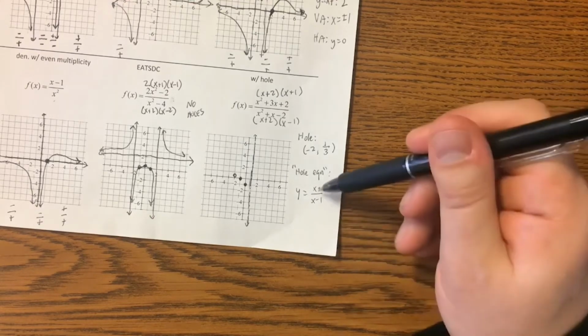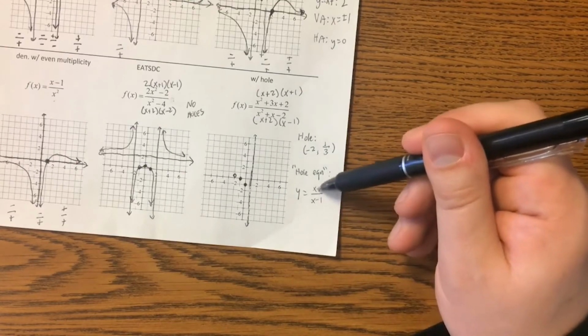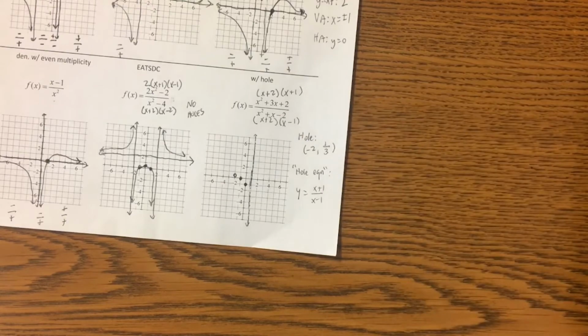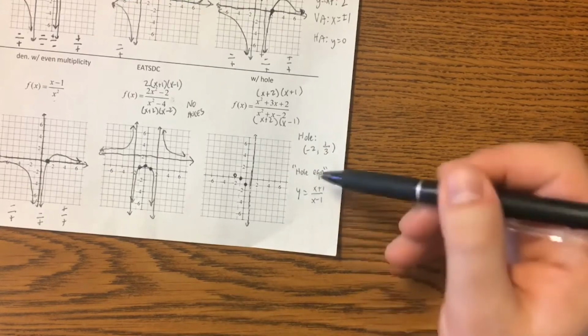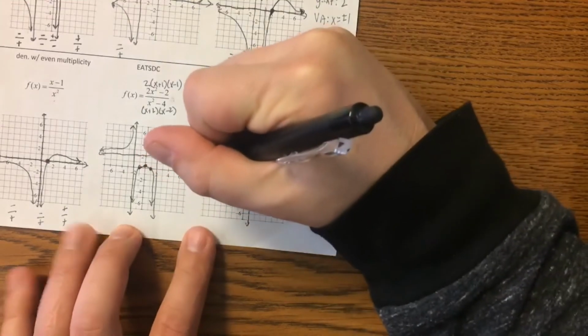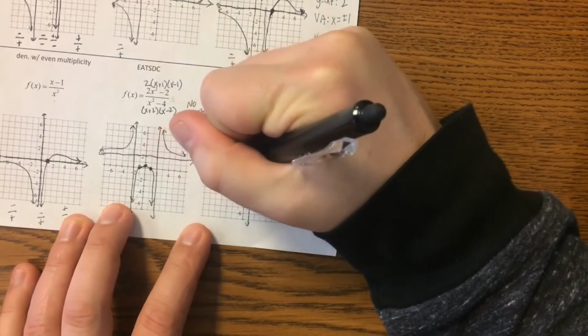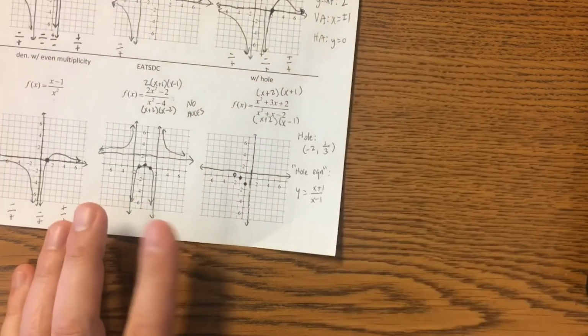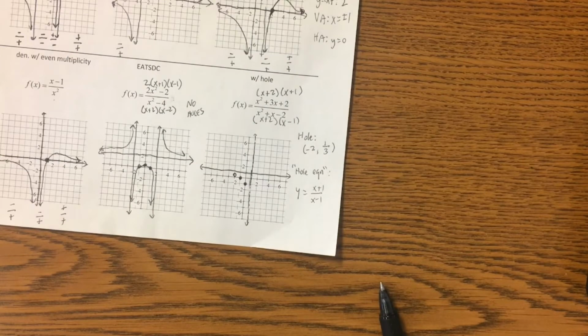Okay, speaking of which, the degrees are the same on the top and the bottom for the hole equation and for the original one. So that indicates that the horizontal asymptote will be found by dividing the leading coefficients. So in both of these cases, you should get the same thing. You get 1 over 1, which is 1. So that means our horizontal asymptote's at 1. Okay, now that's everything we have so far.